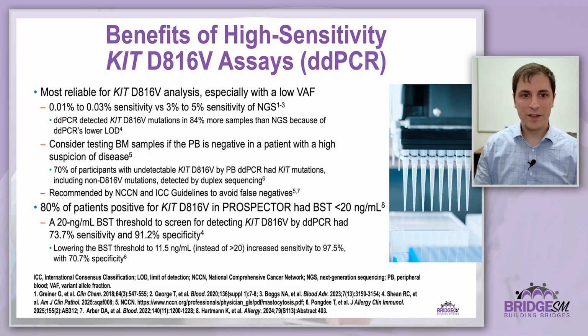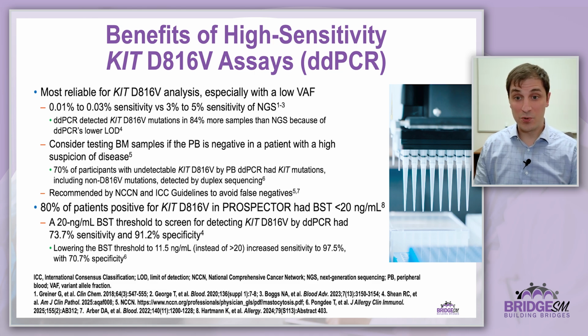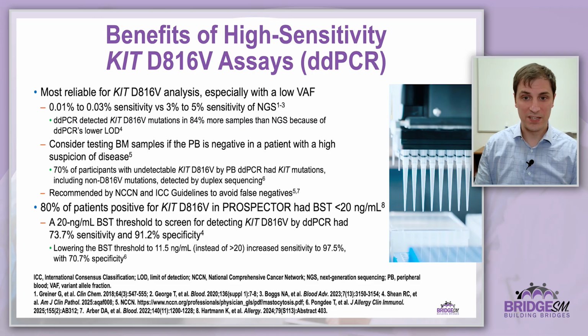So looking here in the last couple bullet points, 80% of patients who were D816V positive in Prospector had a tryptase less than 20. And so lowering the BST threshold to 11.5 increased sensitivity to 97.5 with 70.7% specificity. So again, use a PCR-based test. Super straightforward, super easy. Lots of labs offer it.